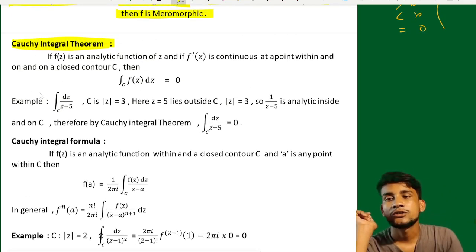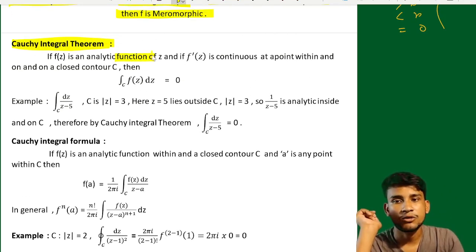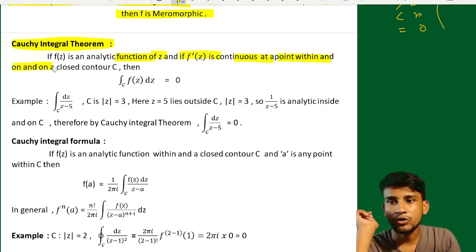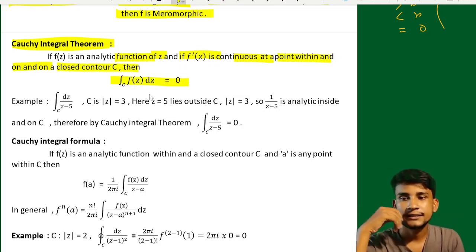Cauchy integral theorem. Let f(z) be an analytic function of z, and if f'(z) is continuous at a point within and on a closed contour, then the integral of f(z) dz equals 0.